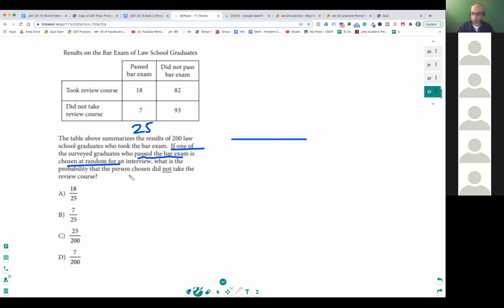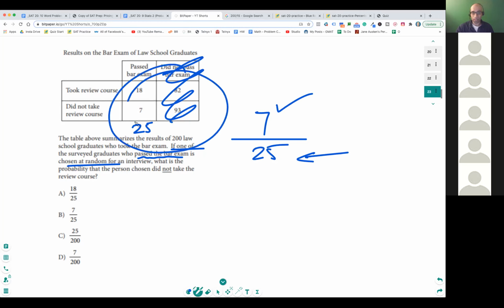25, right? This doesn't even matter. And out of these people, what is the probability that the person chosen did not take the review course? Took the review course is 18, did not take 7. So 7 over 25. I know this part is super easy. This part is the one which is confusing. You might be tempted to add this.